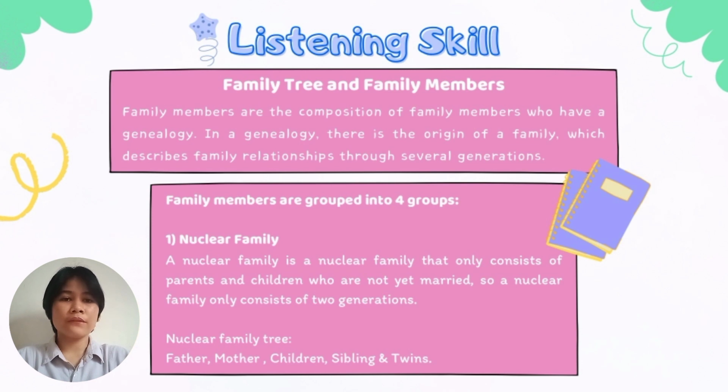First, we have nuclear family. A nuclear family is a family that only consists of parents and children who are not yet married, so a nuclear family only consists of two generations. Nuclear family tree usually consists of father, mother, children, sibling, or twins.